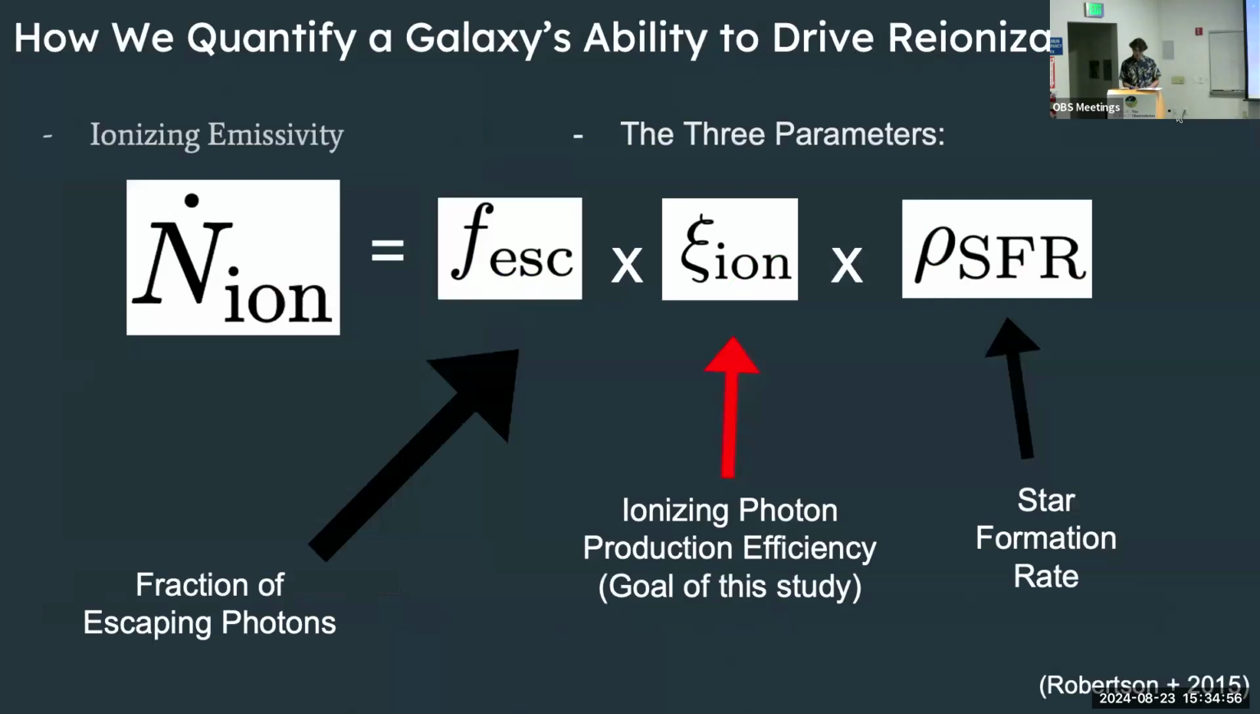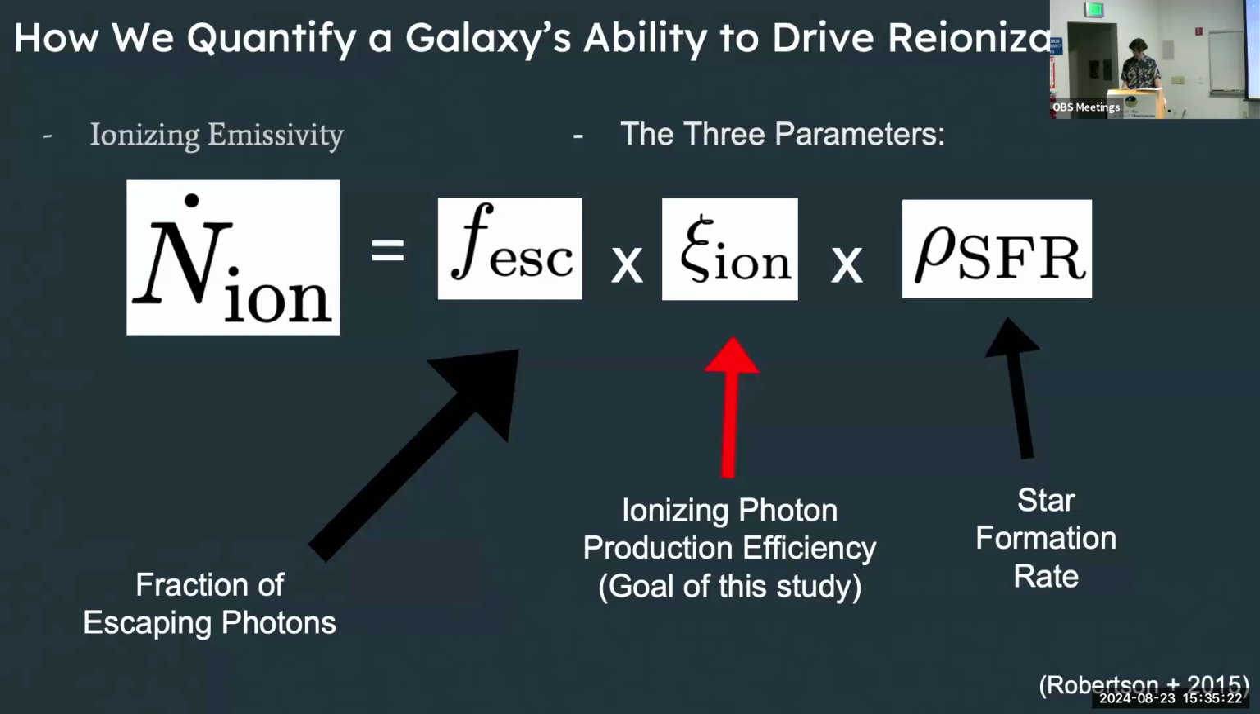Okay, so we understand that reionization has a pretty significant impact on how the universe forms, but how can we quantify that? It all starts with parameterizing the evolution of reionization as a function of three variables. Ionizing emissivity describes the amount of ionizing photons entering the intergalactic medium. Its equation is n-ion equals f-escape times psi-ion times rho-SFR.